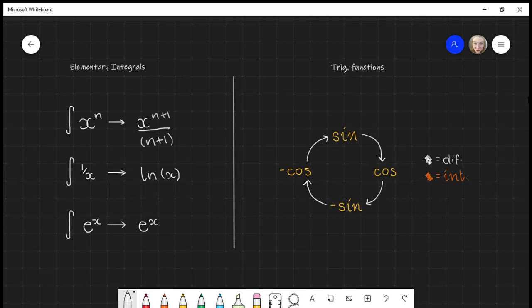Now if we look at the right hand side of our screen, we've got the trig functions. We saw in our previous video, Introduction to Derivatives, that we can draw this circle to remember how the trig functions differentiate. We can use this same circle to also figure out how they integrate. You just reverse the arrows. So sine will integrate to minus cos. Minus cos will integrate to minus sine. Minus sine will integrate to cos, and cos will integrate to sine. So this circle is doubly useful in that respect.